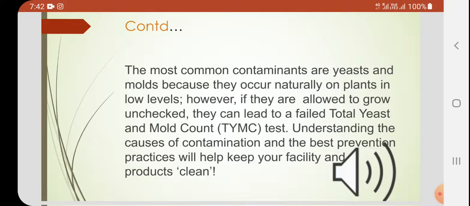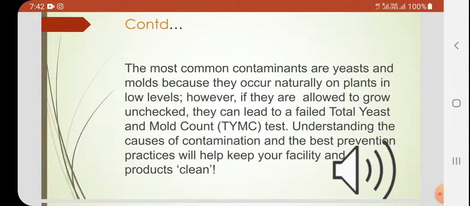The most common contaminants are yeast and mold because they occur naturally on plants in low levels. However, if they are allowed to grow unchecked, they can lead to a failed total yeast and mold count (TYMC) test. Understanding the cause of contamination and the best prevention practices will help keep your facility and product clean.